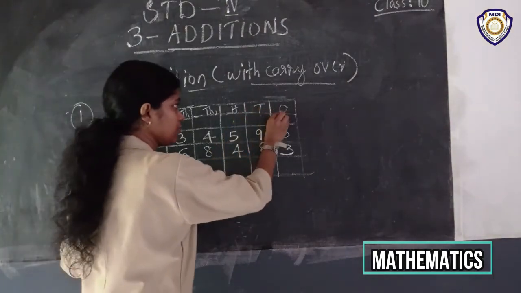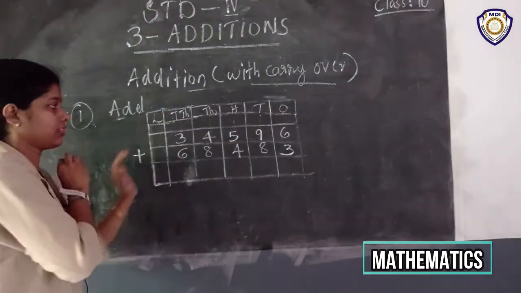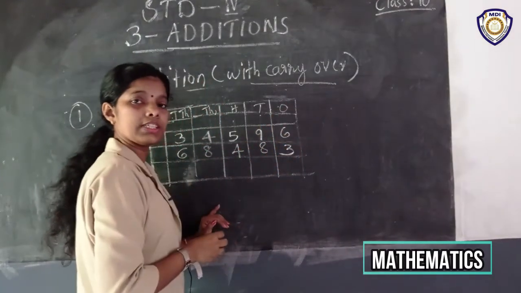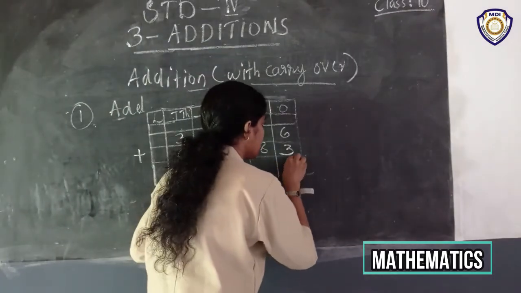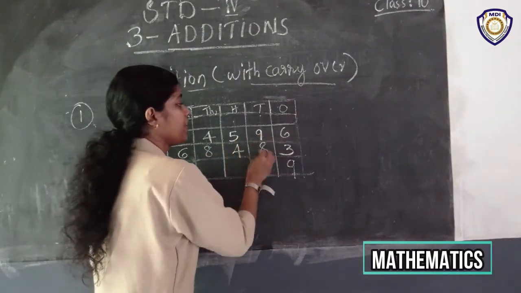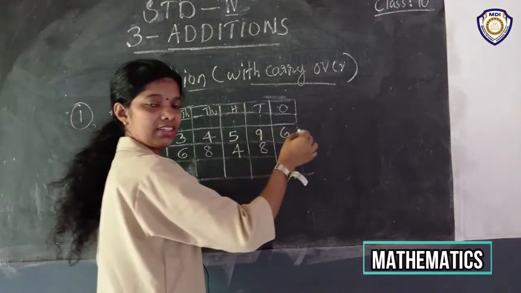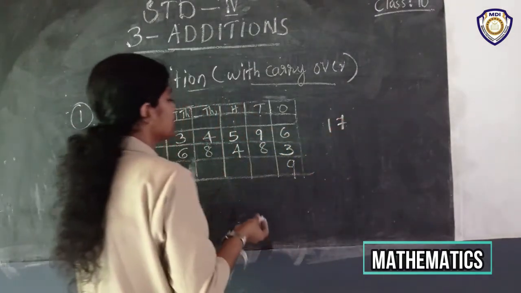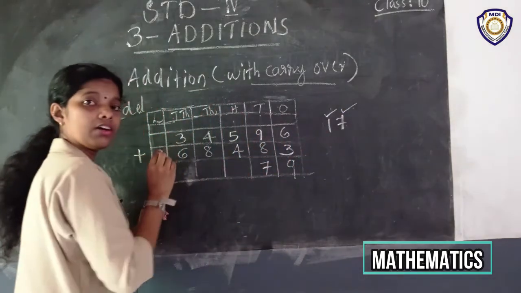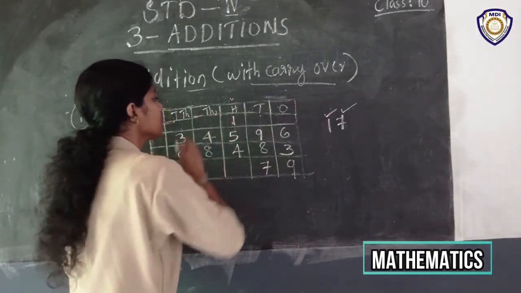Firstly add the ones column, then tens, then hundreds, then thousands, then 10,000s, then lakh. Firstly add the ones column. 6 plus 3, answer is 9. Then 9 plus 8, 17. Right, 7 is here. Then 1 is carried to the hundreds place.